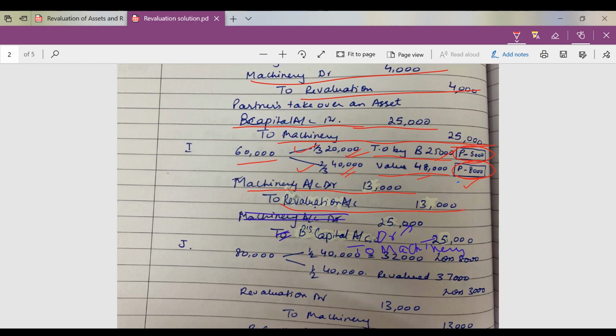Then the second entry for B taking over the thing would be B's capital account debit with 25,000 to machinery account credit by 25,000. Right? So this is how you have to write the entry. Okay? He has taken over the asset.